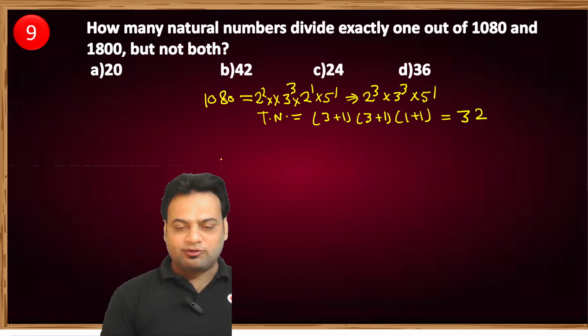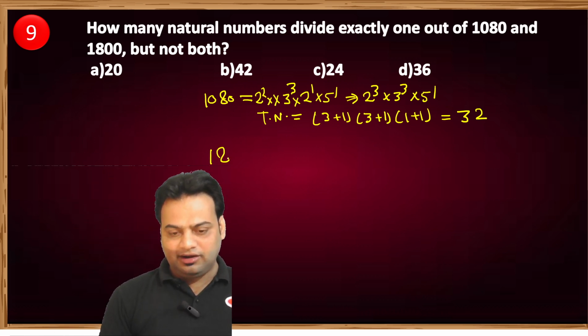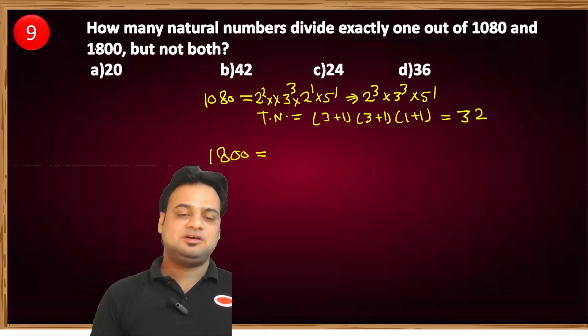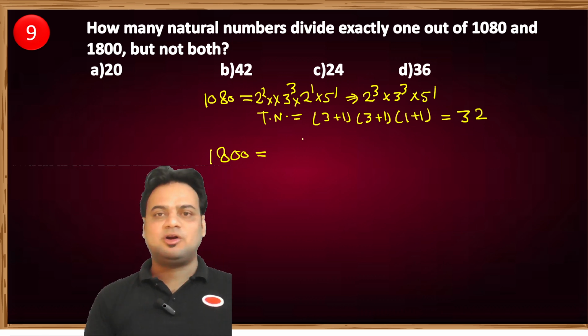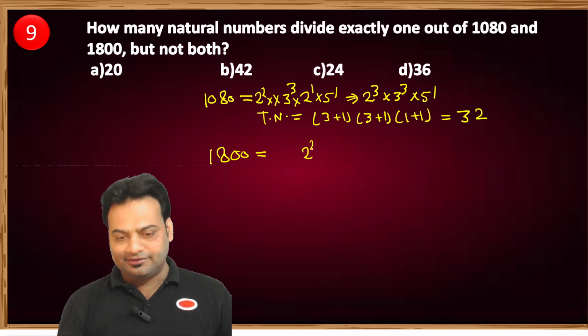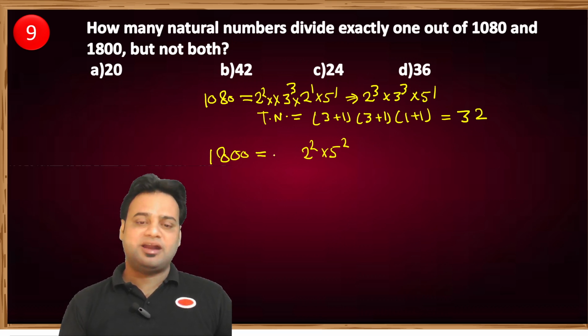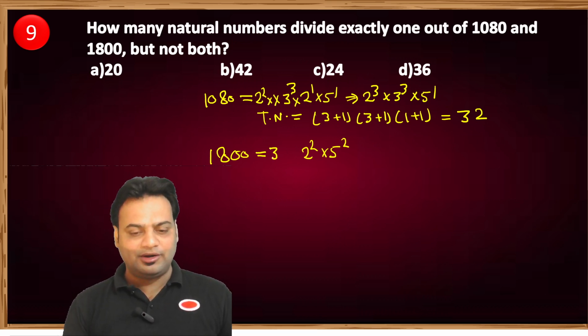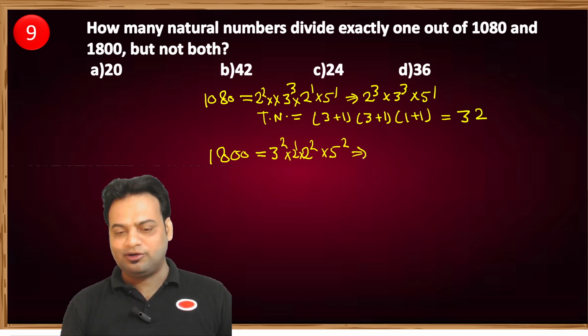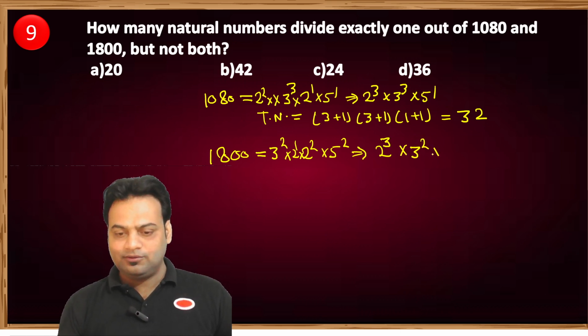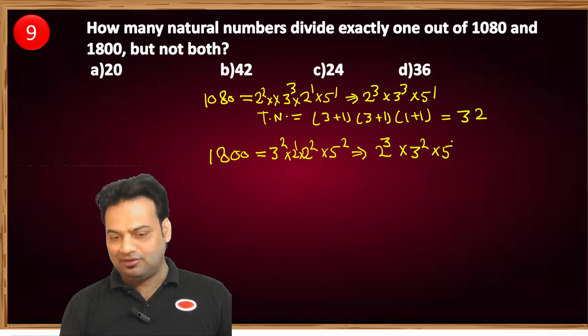Similarly, you calculate the factors of 1800. 1800 has a double zero, which means 2 to the power 2 and 5 to the power 2. And 18 is 9 times 2, where 9 means 3 to the power 2, and 2 is 2 to the power 1. So you write it perfectly in this manner: 2 to the power 3, into 3 to the power 2, into 5 to the power 2.